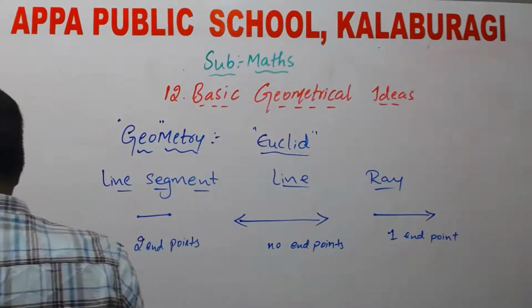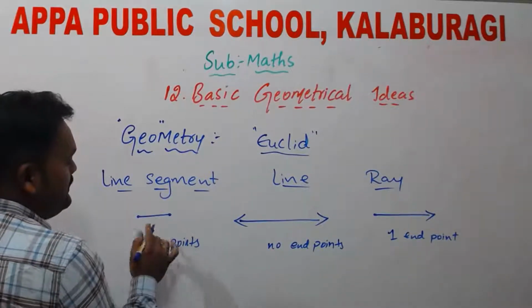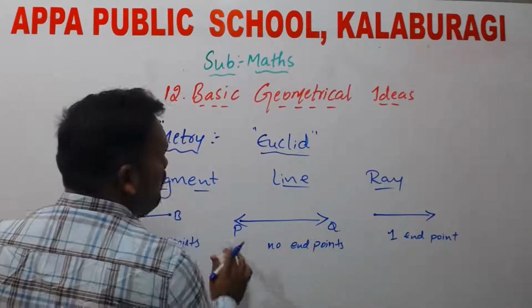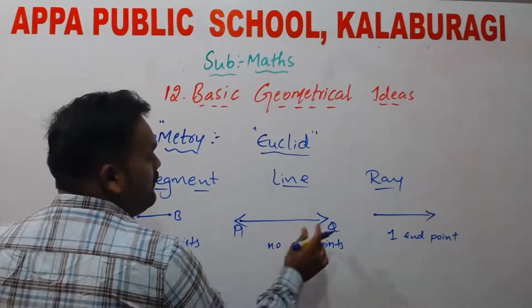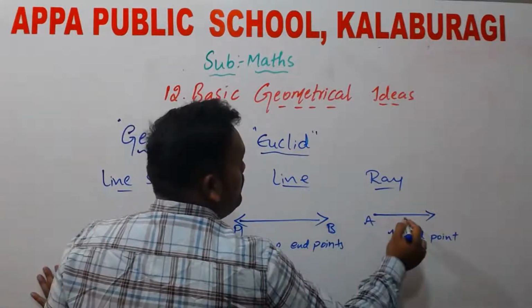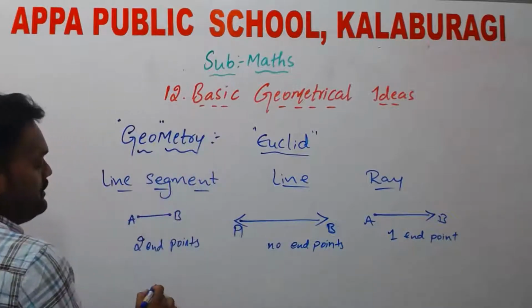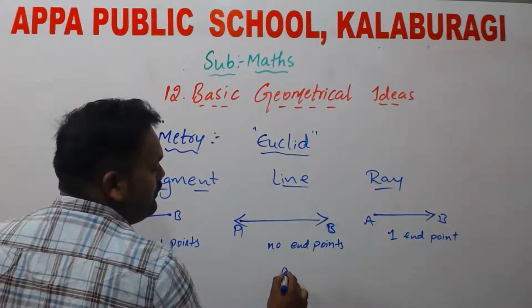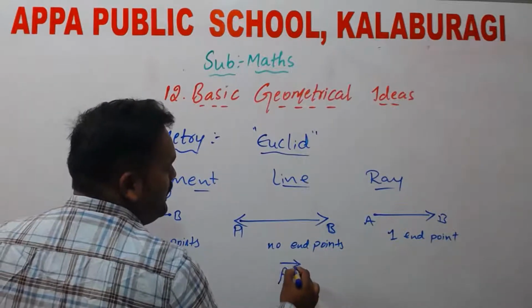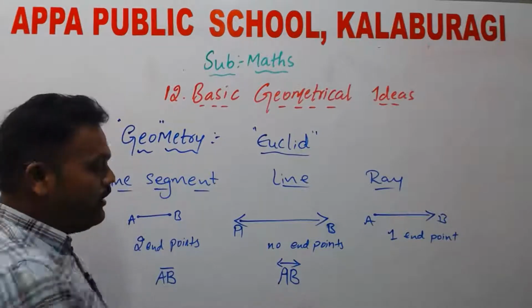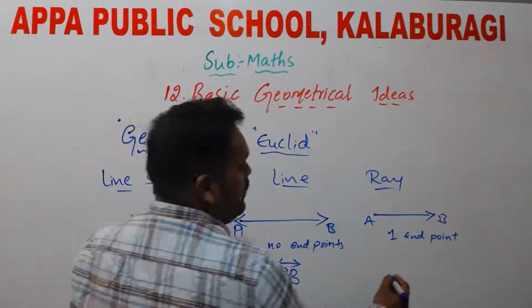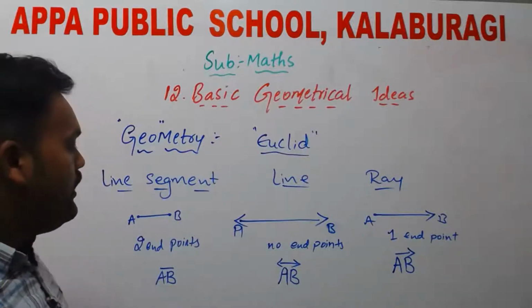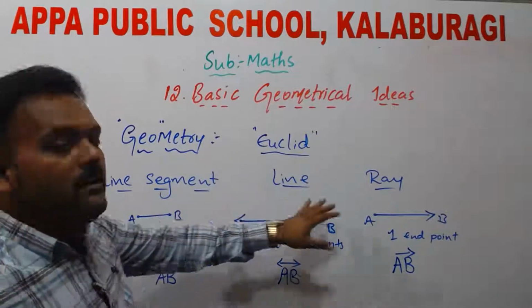Next, this line segment is, for example, AB. If you give the name, this is also AB. Now, how can you represent this line? AB is a line like this. Two arrow marks, right and left, mean it is a line. Only one arrow on the right side means we call it a ray. This is the difference between line segment, line, and ray.